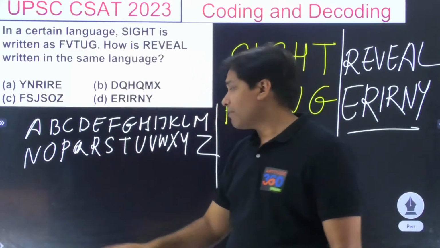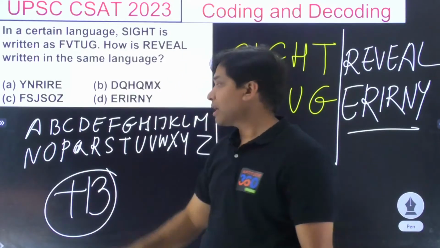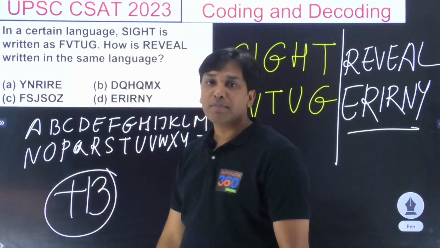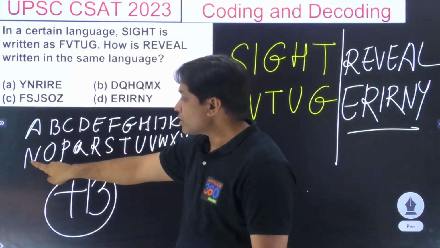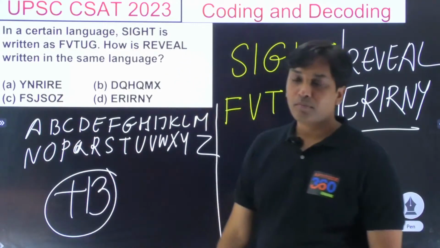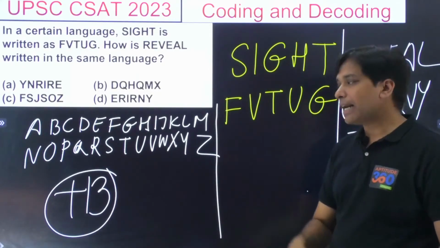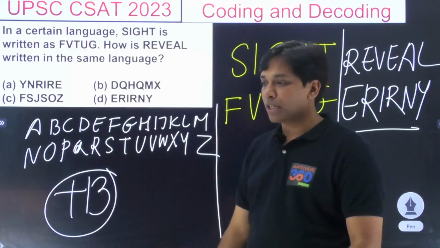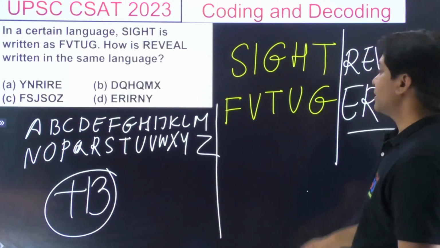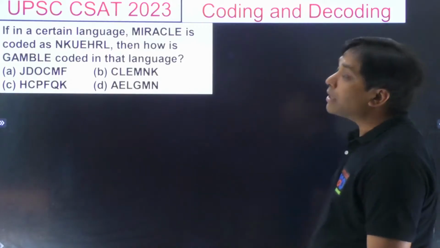Or what could you have done? All of them are shifting in the forward direction by 13 steps. A 13 steps forward will become N. B 13 steps forward becomes O, isn't it? And if you move N by 13 steps, that will come back to A. So either you say that there is a shifting of 13 alphabets, or you say that we are moving in this way, your job is done. All right then. Okay, this is simple, but not so simple.